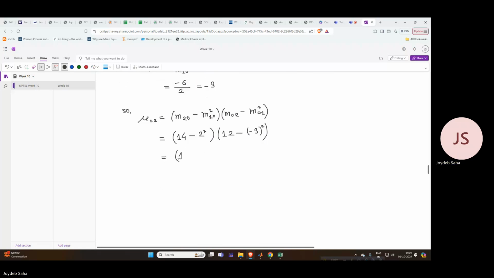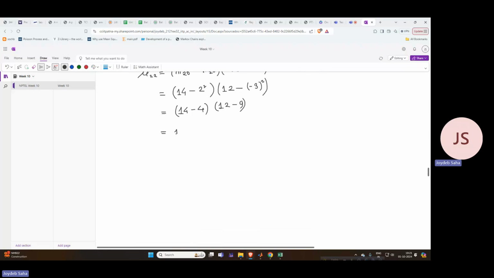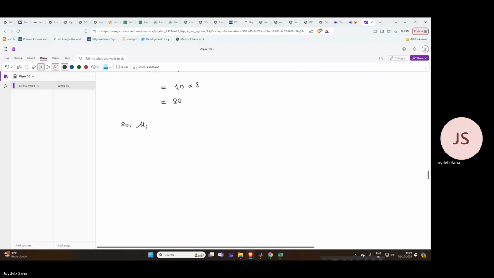So this is 14 minus 4 multiplied with 12 minus 9, which is 10 multiplied with 3 is equal to 30. Okay, so we got M22 is equal to 30.